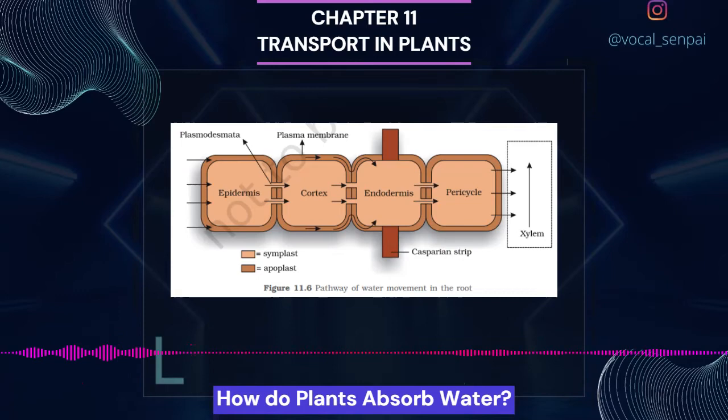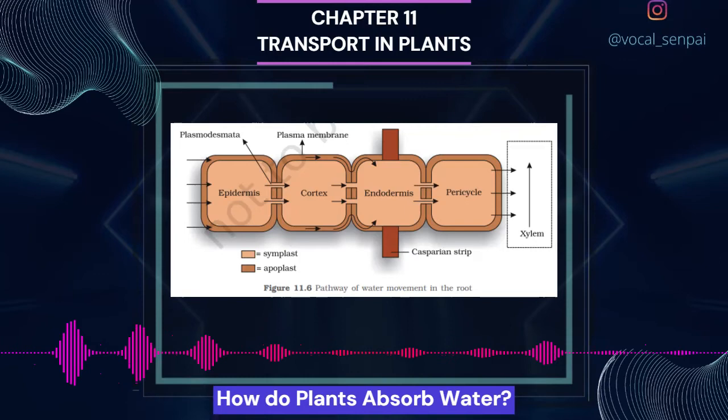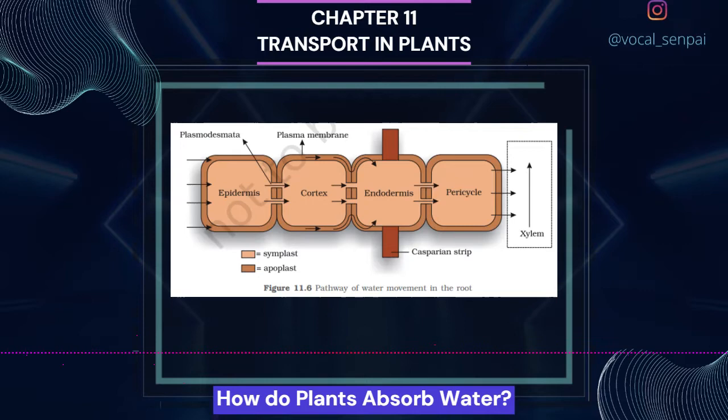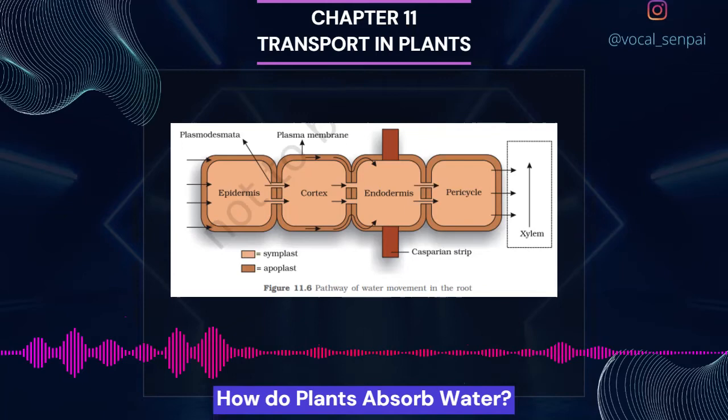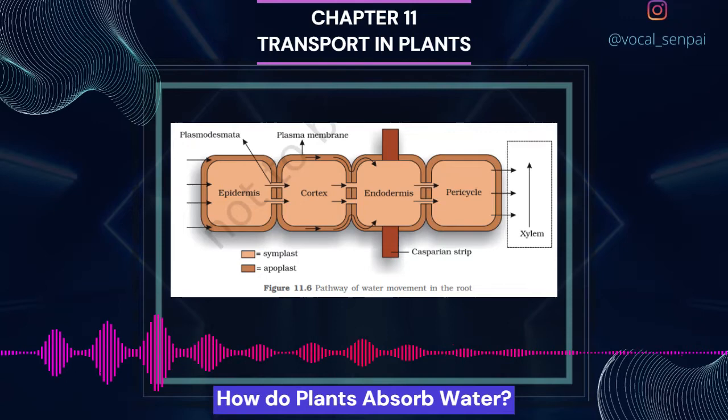Once water is absorbed by the root hairs, it can move deeper into root layers by two distinct pathways: the apoplast pathway and the symplast pathway. The apoplast is the system of adjacent cell walls that is continuous throughout the plant, except at the Casparian strips of the endodermis in the roots, figure 11.6.